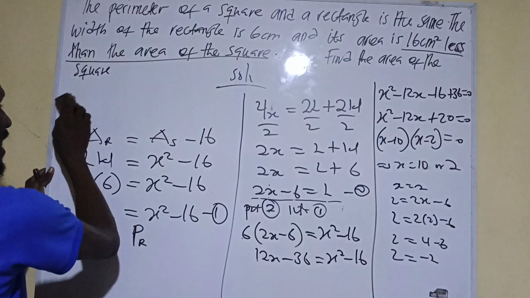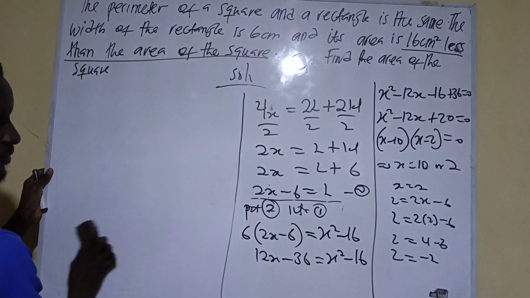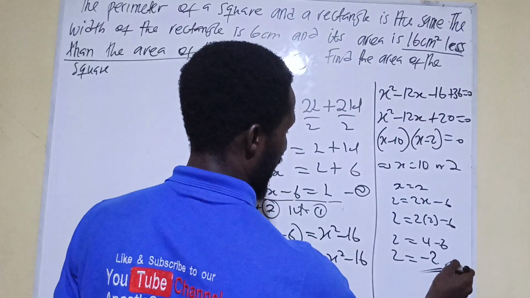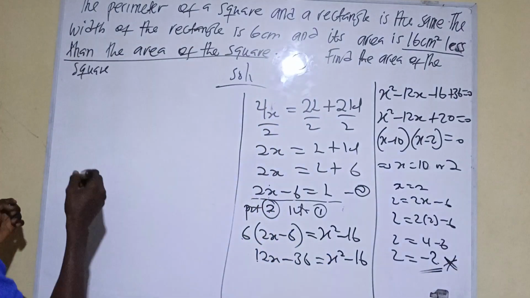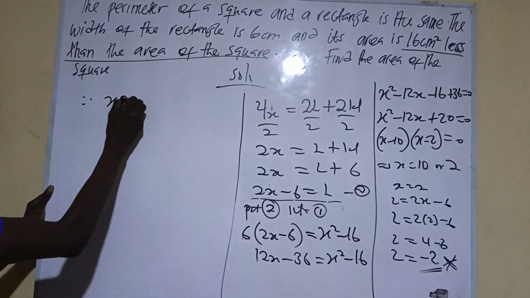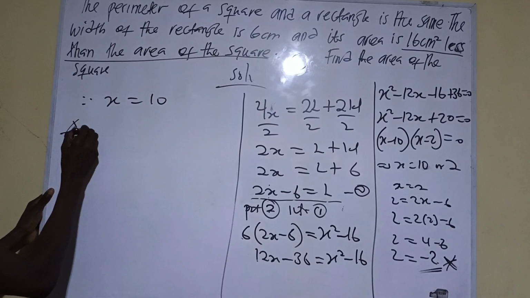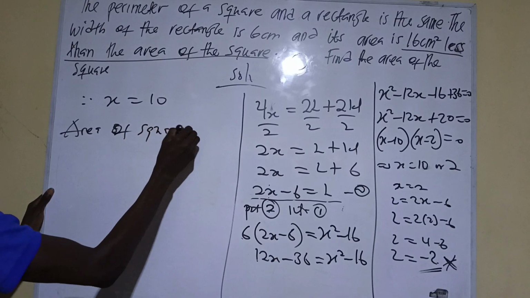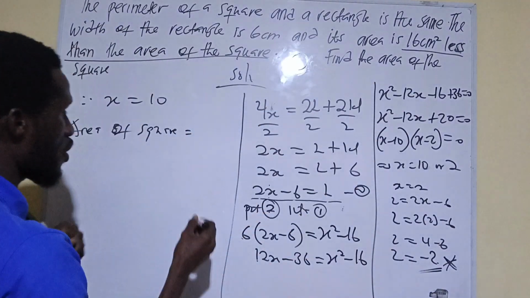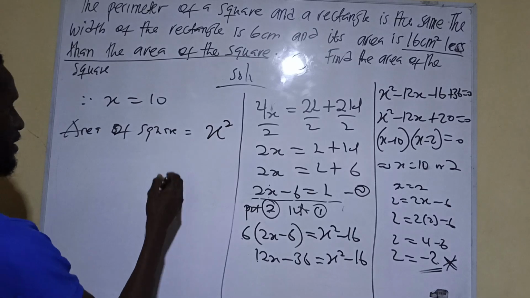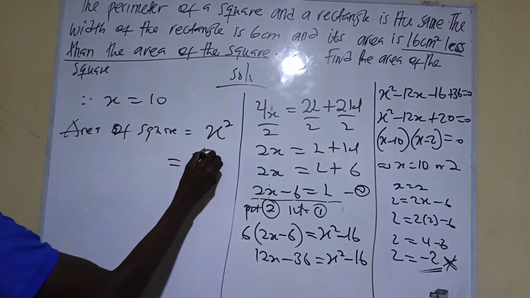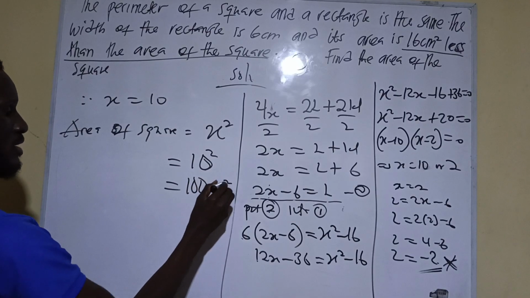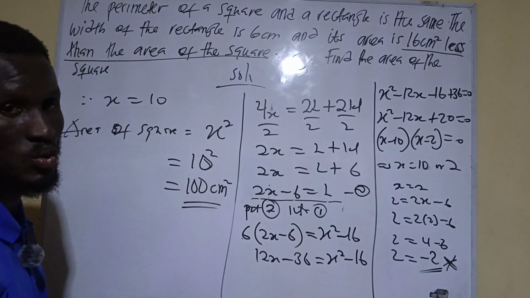So this one is not correct. So I can go straight to say therefore x is equal to 10. So therefore we have to find the area of a square. Area of a square is s squared. And then what is x? X is 10. So we're going to get 10 squared, which is 100. So 100 centimeters squared. Now this is what we are looking for.